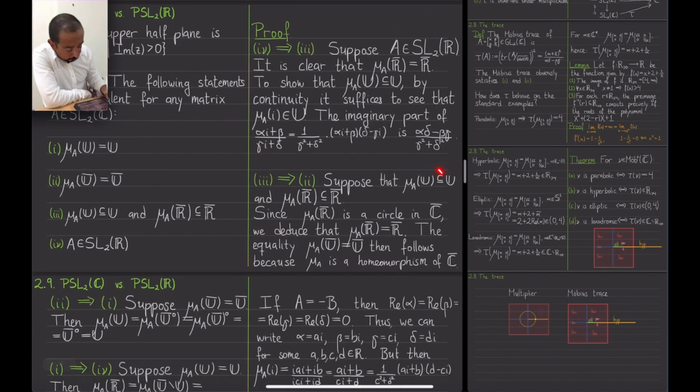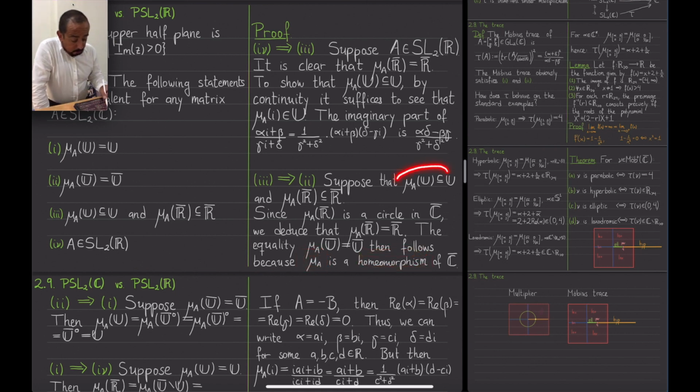So suppose this containment and this containment, and then notice, you see this one is a circle in C bar because R bar is a circle in C bar. So what this tells me is a circle in C bar contained in another circle in C bar. Think about it, the only way that can happen is that this circle is actually the whole thing. So this means that we actually have equality, and then the other equality then follows just because this is a homeomorphism.